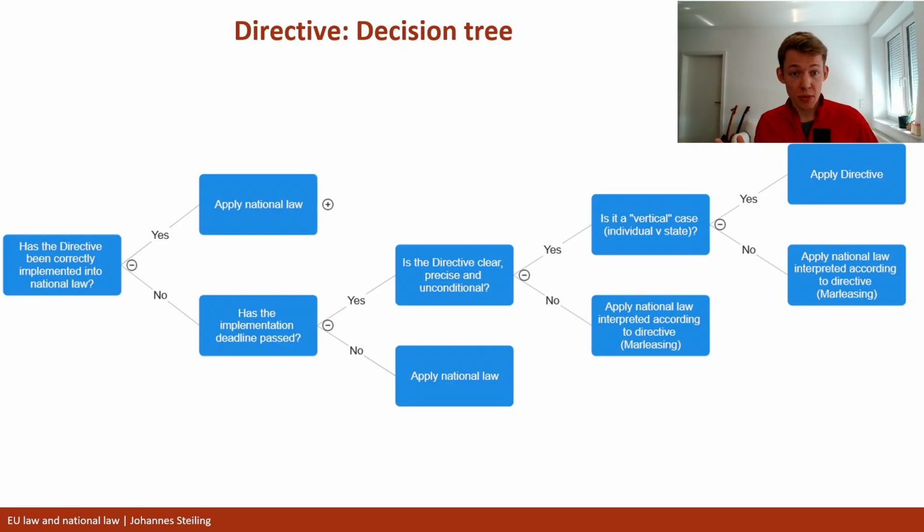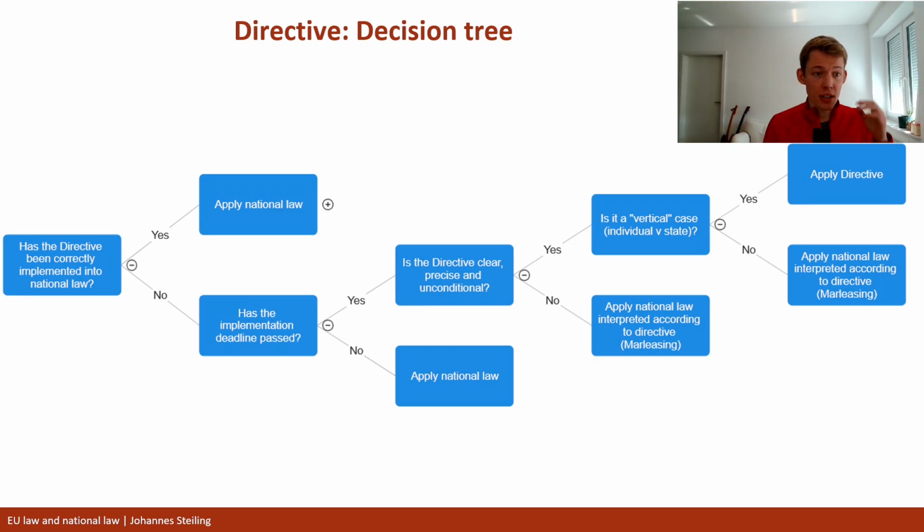For those that want to go deeper, there is still some requirements for the state in this case. Like if the implementation deadline has not yet passed, the state is not allowed to actively legislate against the directive. I think it's Inter-Environmental Wallonie is the decision. You can look it up. It's like basically the state must not boycott the directive even before the implementation period. But for our case, this is not necessary, right, to know. So if the implementation deadline hasn't passed, again, we will just apply national law without interpreting, without anything, right?